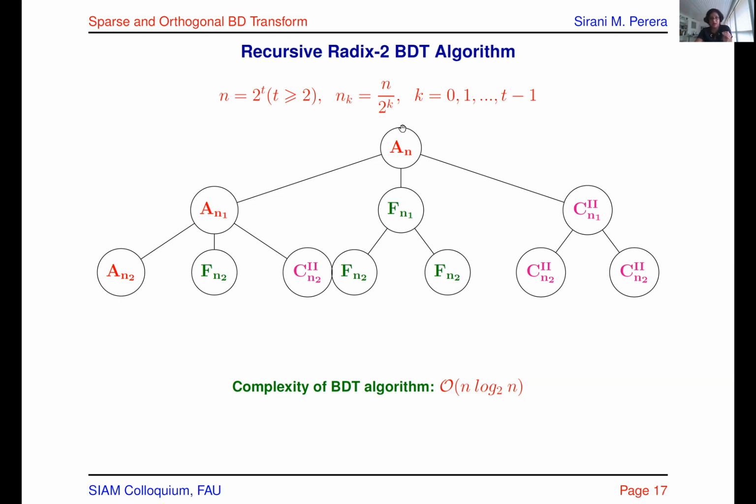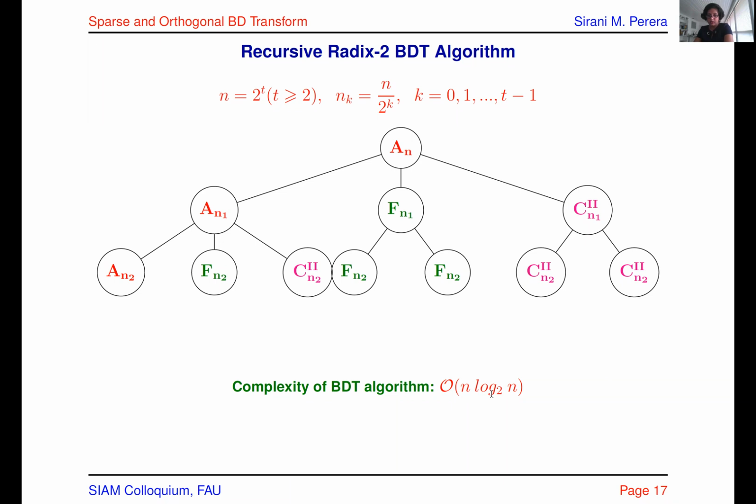So each step costs only big O n operations. This is big O n. This is n over 2, n over 2, n over 2, which is still big O n. This is big O n. So if I run this algorithm for t times, the complexity is n times t, but t is log base 2 of n. So the complexity in computing the binary digitization transform is n log n.